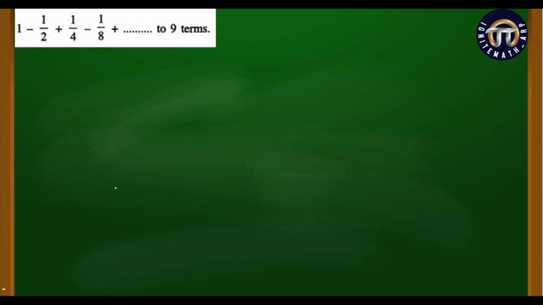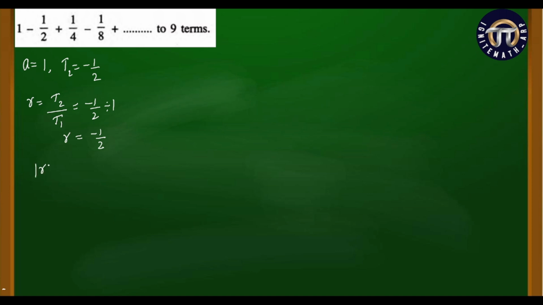See, you are asked to find out the sum of the given GP to 9 terms. So here, what is the first term? First term is the same as T1, children. You must understand that A is equal to 1. Then the second term, that is T2, is equal to minus 1 by 2. Clear? So I'm supposed to find out R over here. R is equal to T2 by T1, that is minus 1 by 2 divided by 1. So that is equal to minus 1 by 2 itself. R is equal to minus 1 by 2.